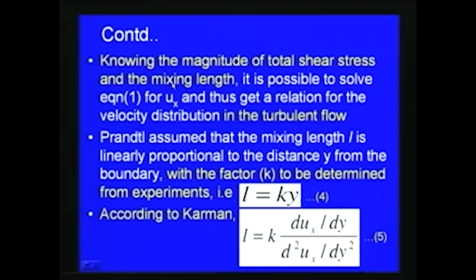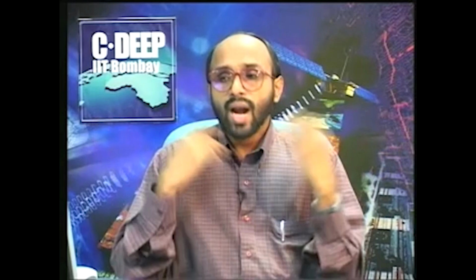So, if we know the magnitude of the total shear stress and then the mixing length, what we can do is we can solve for the velocity ux and then we can get a relation for the velocity distribution in the turbulent flow. As we have already seen in Prandtl's mixing length hypothesis, Prandtl assumed that the mixing length L is linearly proportional to the distance y from the boundary with a factor called kappa to be determined from experiment.